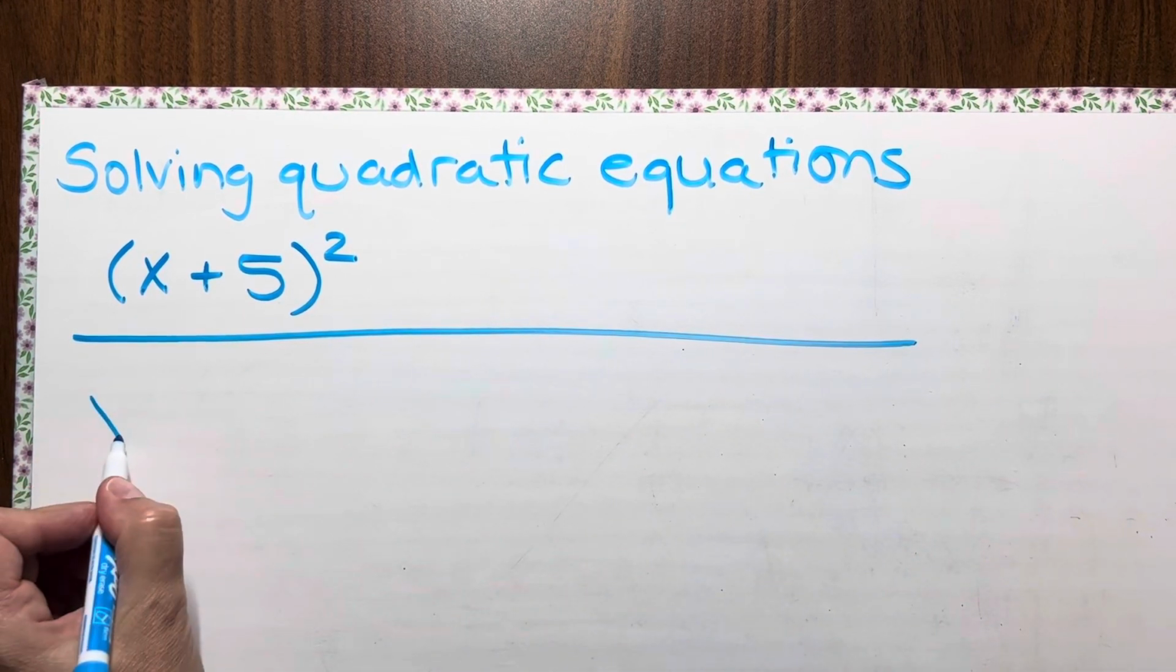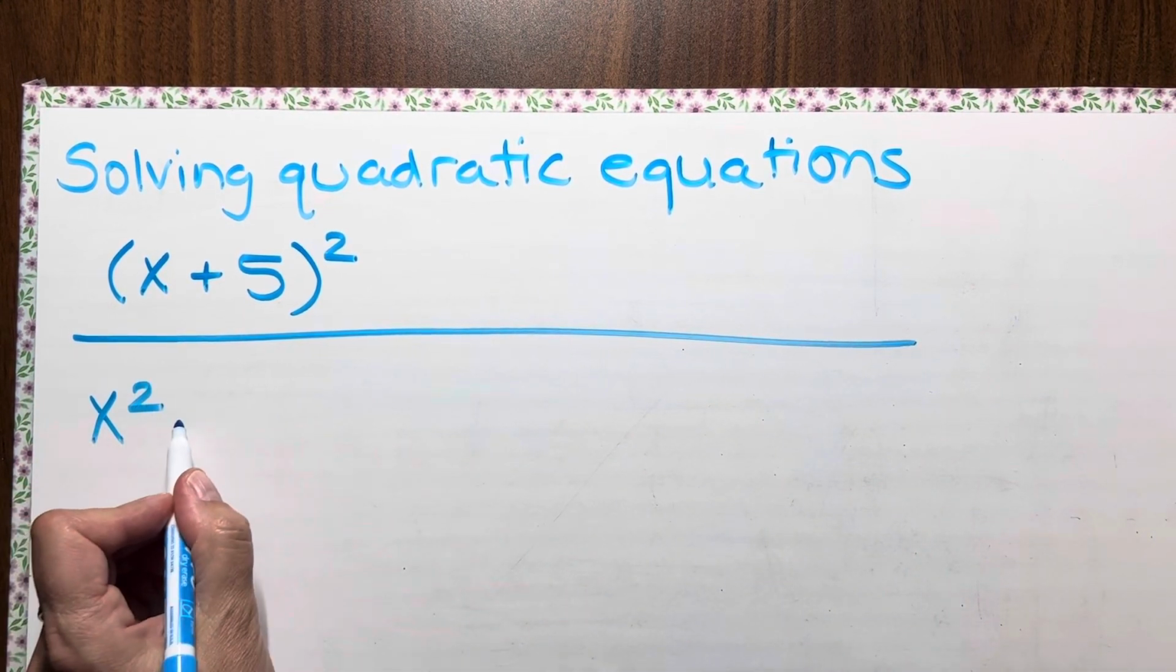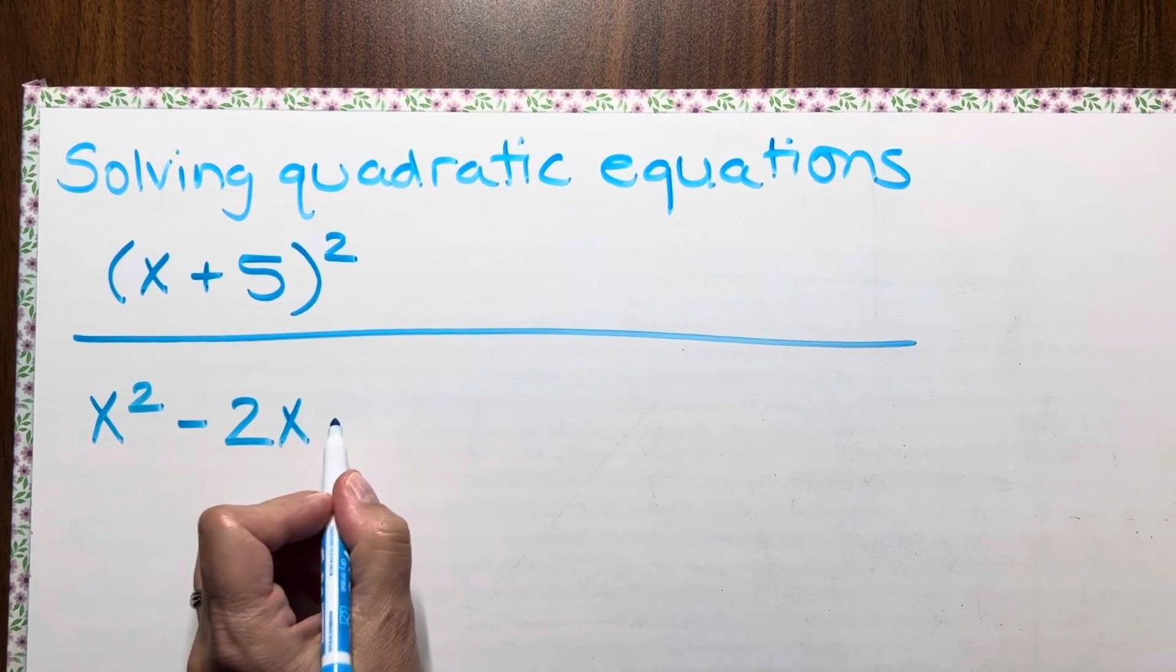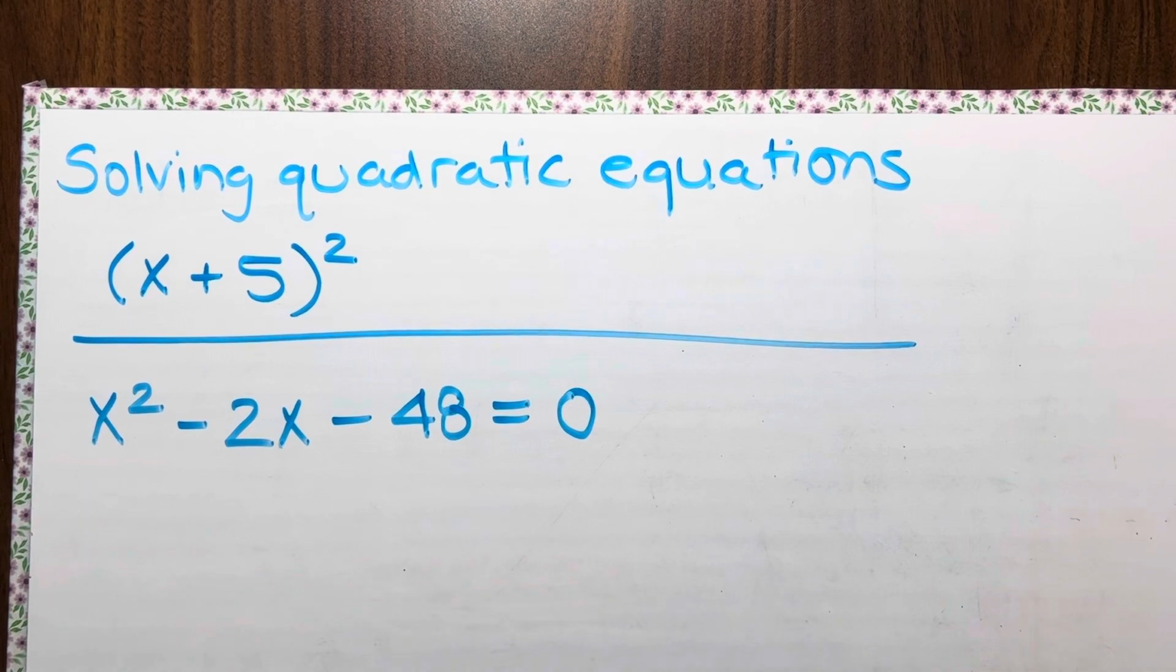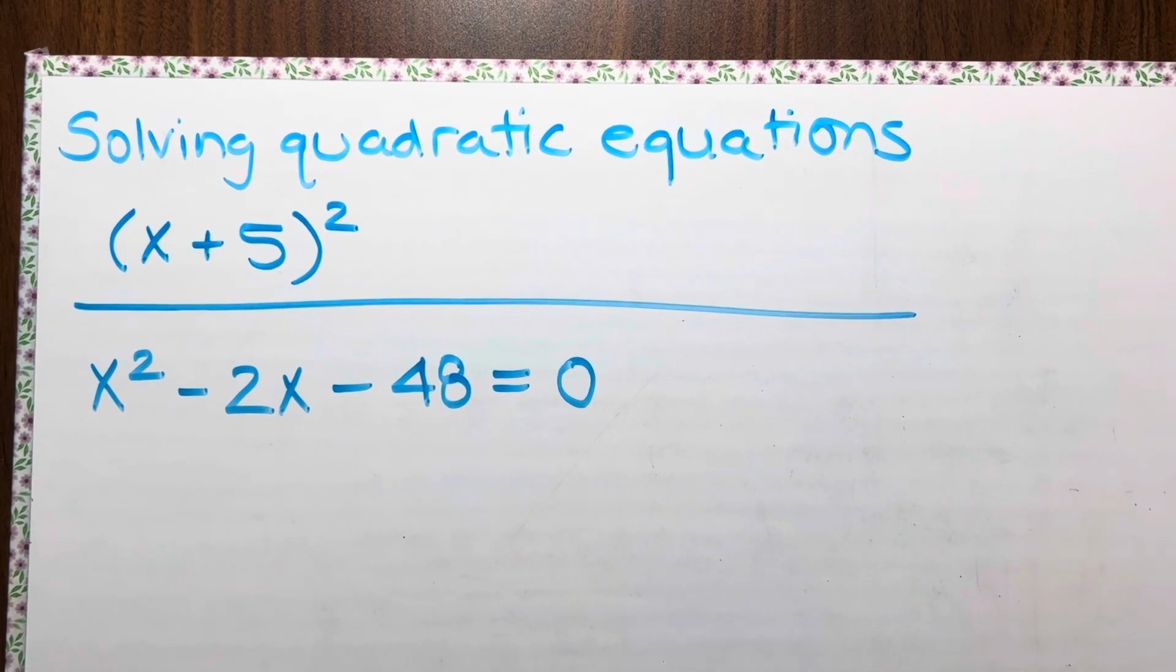Here's our equation we're going to work with today. X squared minus 2x minus 48 equals 0. And you might say, well, we could factor that or we could graph that, and we sure could, but today we're going to use our completing the square method.